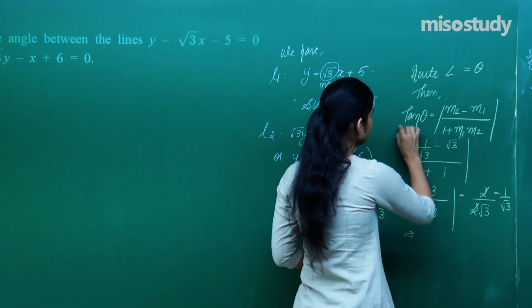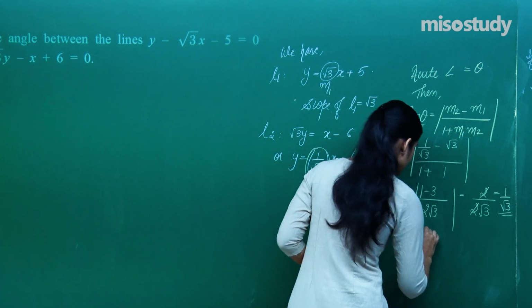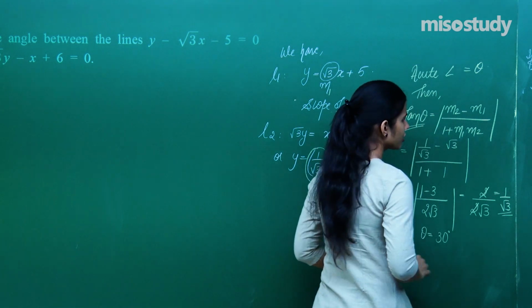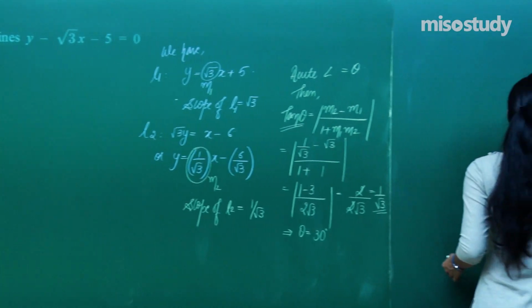This implies if tan theta is equal to 1 by root 3 and theta is an acute angle, then theta is given by 30 degrees. That's my acute angle. And the obtuse angle, if you wish to find out, what would that be?